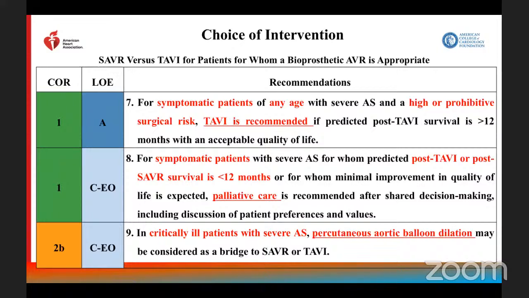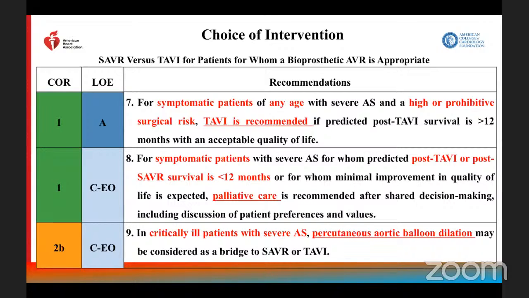For symptomatic patients of any age with severe AS and a high or prohibitive surgical risk, TAVI is recommended if predicted post-TAVI survival is more than 12 months with an acceptable quality of life. This is a class 1A.